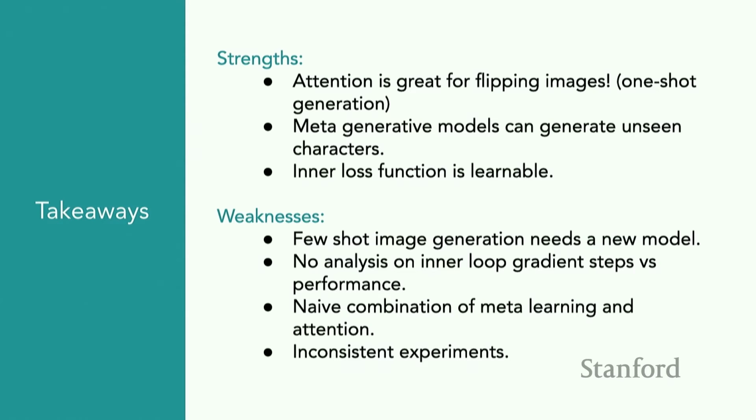Some of the weaknesses: few-shot image generation needs a new model. From just the results, it seems that this approach probably doesn't work well. And they didn't provide an analysis of the inner loop gradient steps versus performance. It would have been nice if we had seen that. Maybe it would have helped the meta-learning algorithm perform better. And then they had a naive combination of meta-learning and attention. This is also a strength in some sense because this has never been done before, but it would have been nice if they explored this idea further. Maybe there's a model out there that could perform incredibly well.